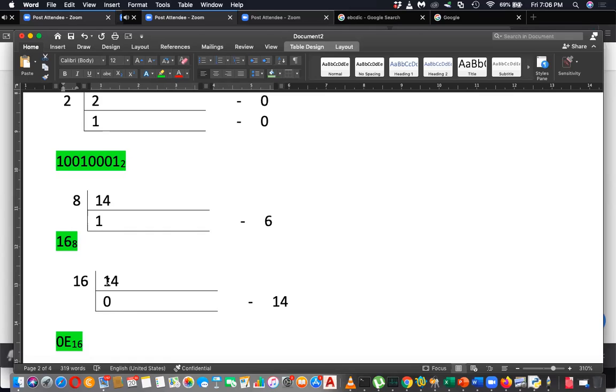Then 16 divided by 16 gives 0, remainder 14. So the answer is, you can write 0E or you can even write E. Both are okay. 0E is also okay, because putting 0 at the beginning will not change the value.